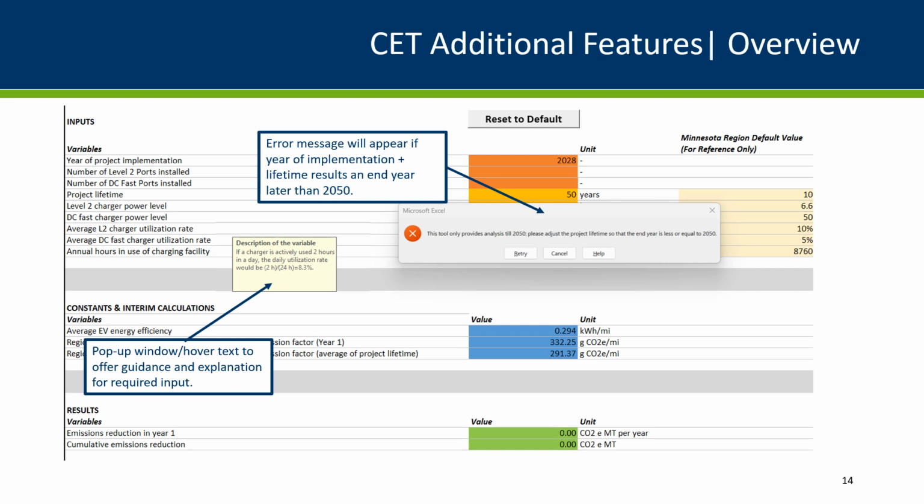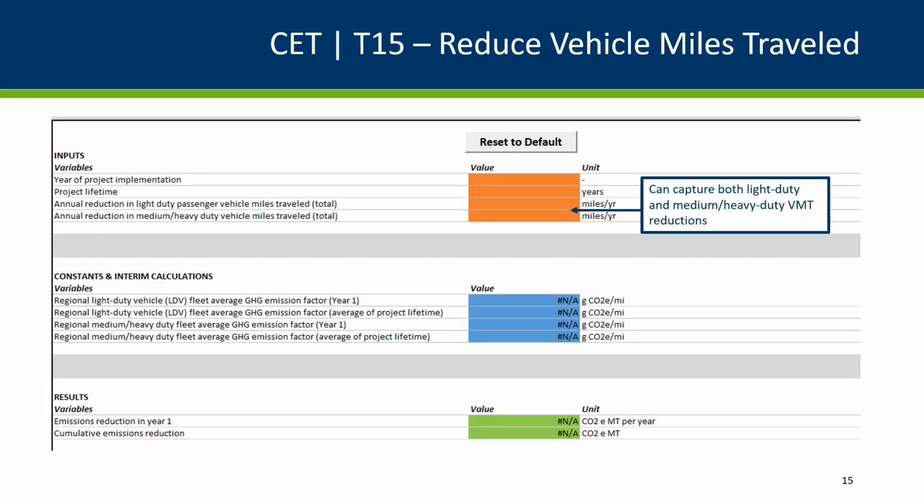For example, here we can see a pop-up window describing more information about fast charger utilization rate. As mentioned earlier, the T15 tab serves as a catch-all for transportation projects which don't fit into any of the other methodologies. This calculator assumes the project sponsor can estimate the light-duty or heavy-duty VMT reduction from the project and converts that into emission reductions. If this project type is used, make sure that there is good justification, like survey data or academic research, backing up the estimated VMT reductions, as that will be scrutinized in project selection.